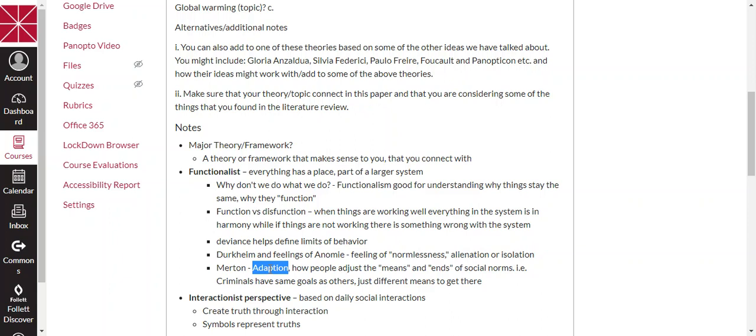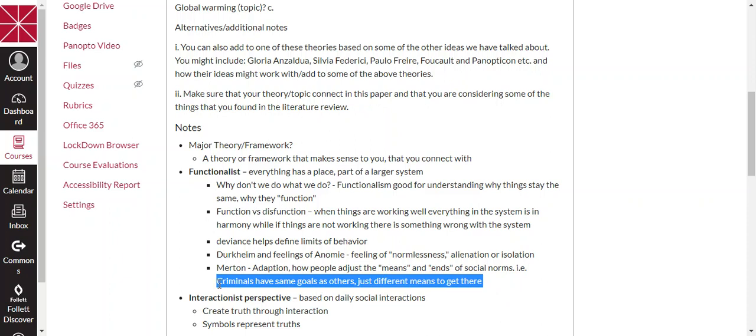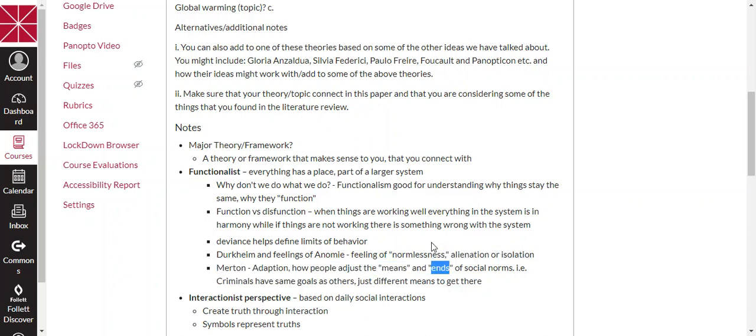Merton talked about adaptation as the key term here. Basically, how people adjust the means and ends of social norms. The example we gave here was that criminals may have the same goals as others. For instance, everyone may have the desire to become upwardly mobile and become wealthy in society. If you have a college degree and get a so-called legitimate job, the ends are legitimate and the means are also legitimate. A criminal might have the same goal of making money, but they might pursue it by technically illegal means.